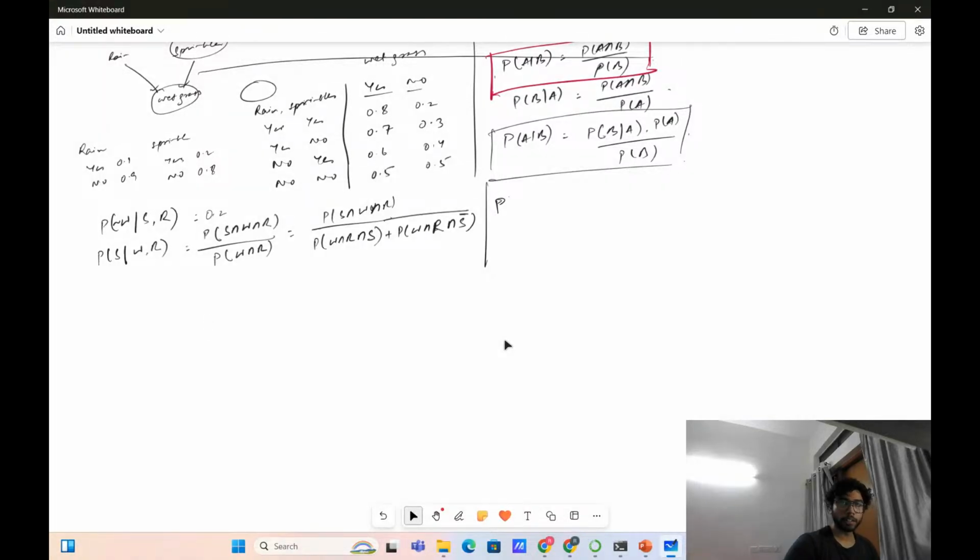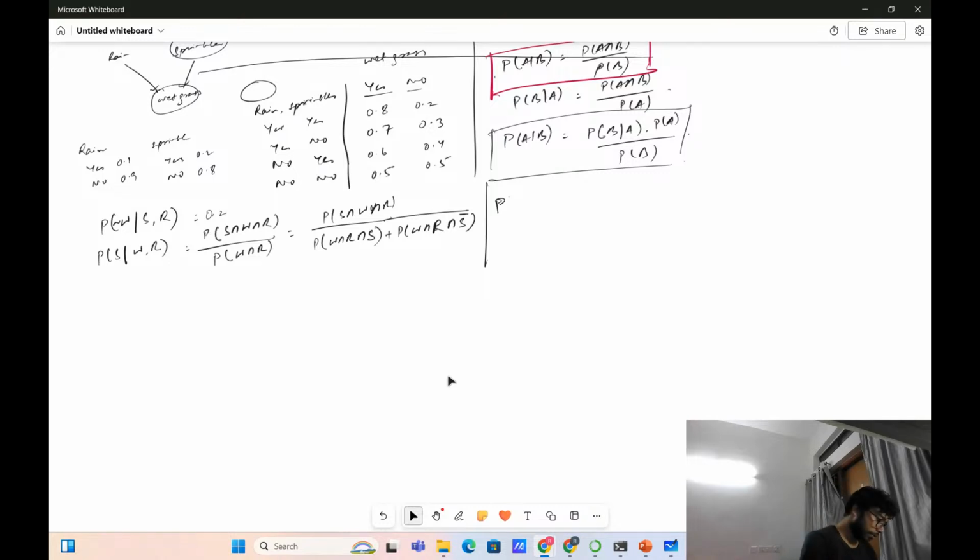Now we have to calculate these values: S intersection W intersection R, and W intersection R intersection S bar. So as I was saying, if it was the other way around, if you were given W with S and R, you could have calculated. But now you have to calculate S given W and R. So you use Bayes theorem here. If you know B given A, you can calculate A given B. So the other way around is easier. B given A is easier. So you calculate B given A, and then you calculate A given B in terms of B given A. Right? So that's the strategy that we are going to follow here.